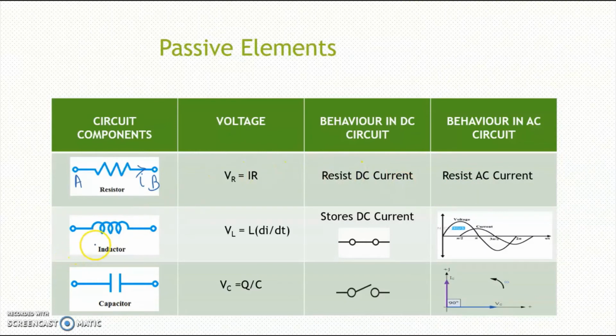Okay, so coming to the concept of inductor, it is the energy storing element. It will store the electrical energy in the form of magnetic energy. So we have here the voltage across the inductor. We use this formula to find voltage across the inductor, that is the value of inductance multiplied by the rate of change of current di/dt. Okay, so behavior in DC circuit, it stores energy and it acts as a short circuit. It just allows the current to flow through the circuit in the case of DC circuit.